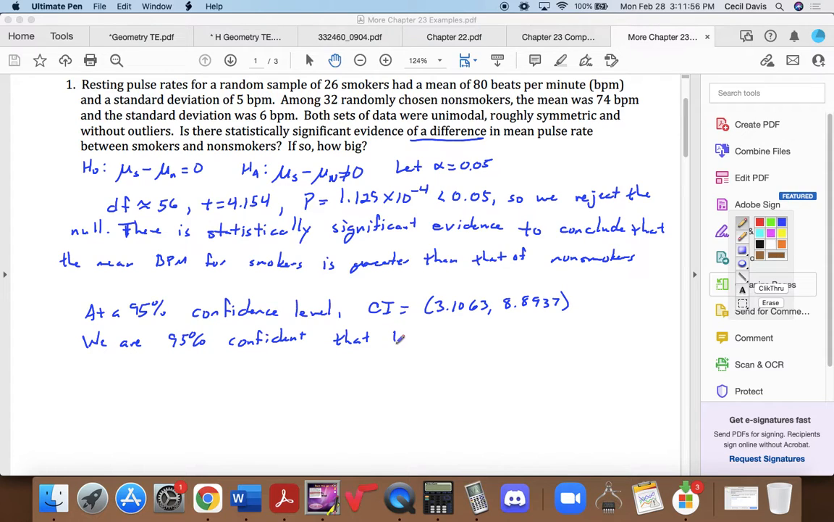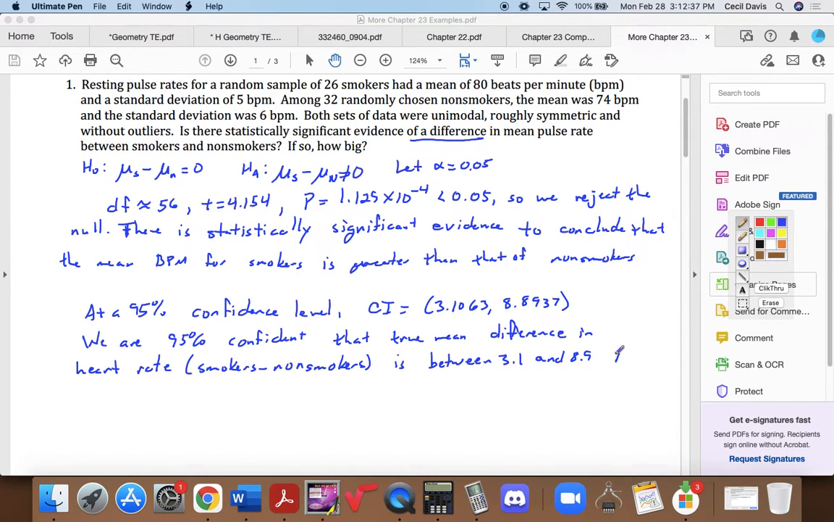We're 95% confident that the true mean difference in heart rate, and again I would use smokers minus non-smokers, is between 3.1 and 8.9 beats per minute.